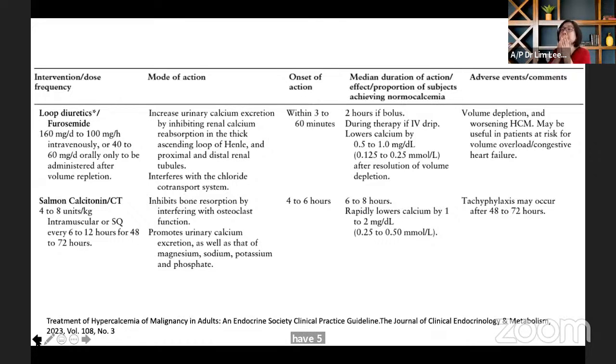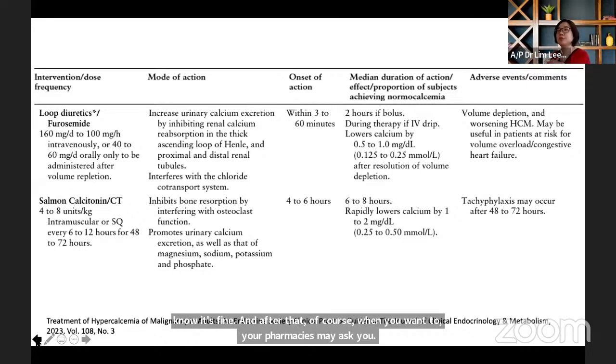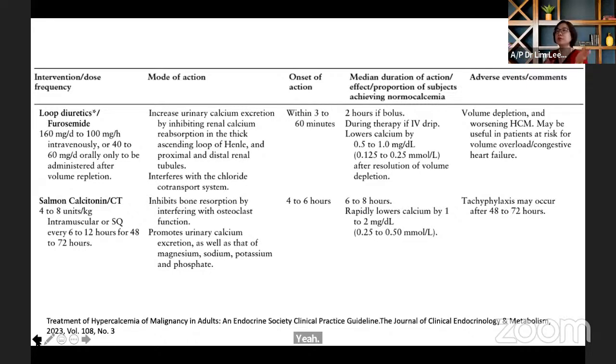Either is fine. And after that, of course, your pharmacist may ask you whether you want 4 milligrams or 5 milligrams. By then, you just tell the indication. If you're using it for the osteoporotic fracture, then it's 5 milligrams. You're using it for calcium, then it can be 4 milligrams.